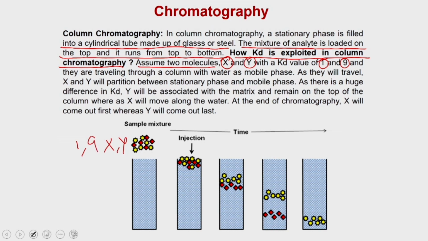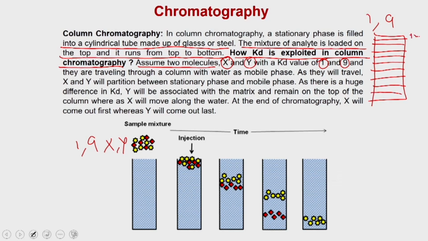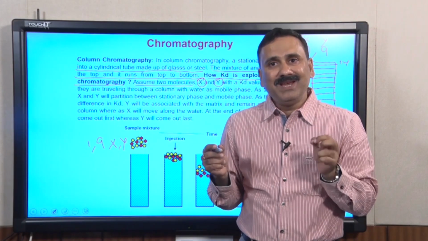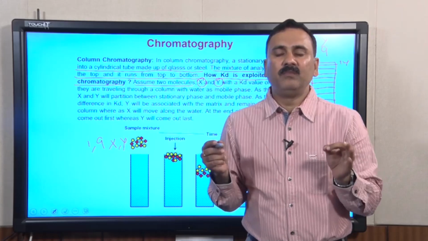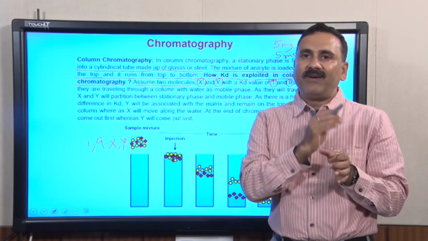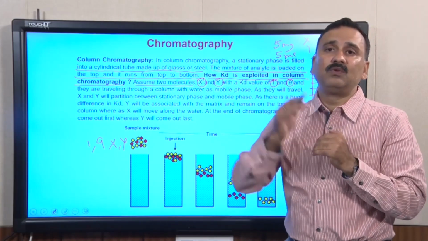If they are traveling through this column, and suppose you make different layers of these beads, and I assume that every bead layer volume is 1 ml, suppose you loaded 5 mg of X and 5 mg of Y. You can see that X has a lower Kd value, whereas Y has a higher Kd value, which means that X prefers to remain in the aqueous phase, whereas Y distributes itself to the matrix phase.